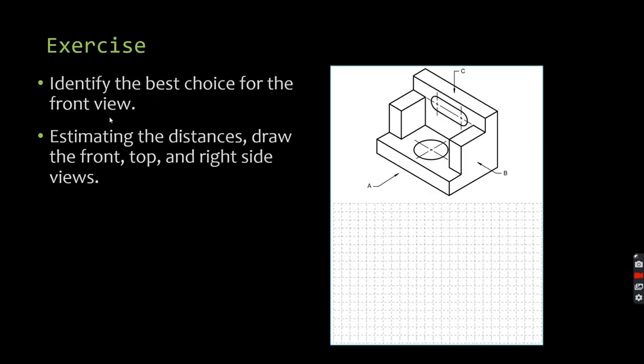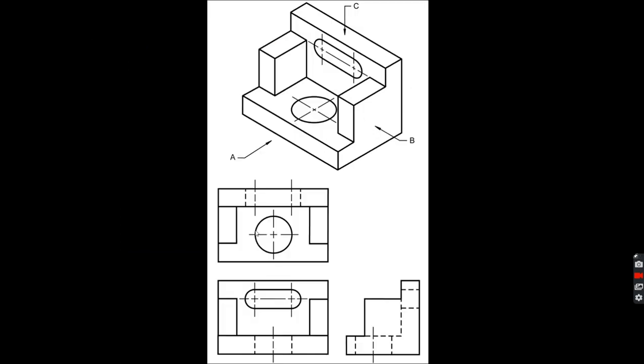Identify the best choice for the front view. The best choice for this would be view A. Here is A looking in the front, here is B looking in the side, here is C looking down from the top.